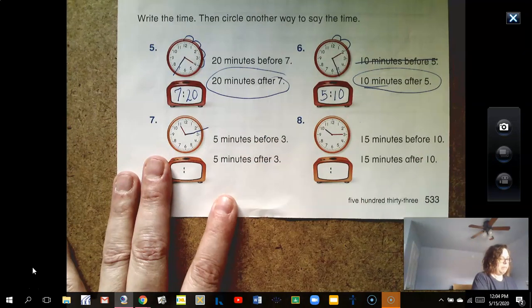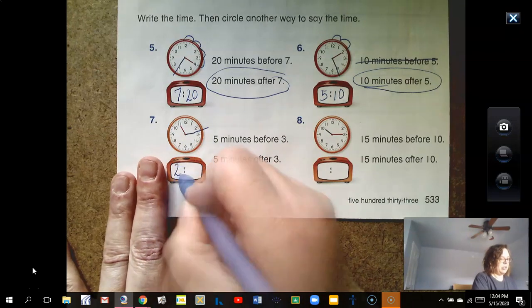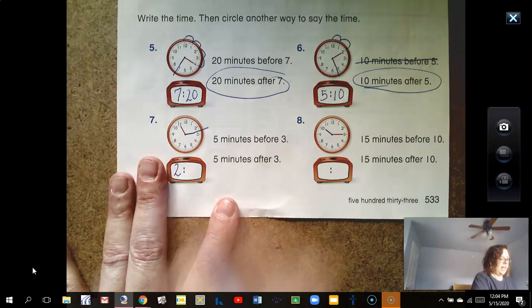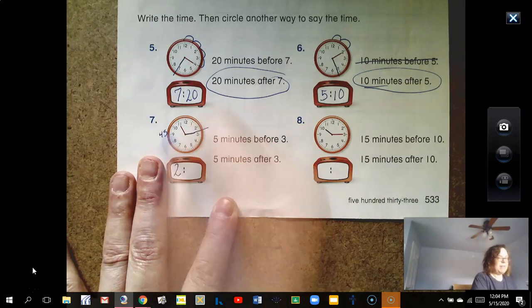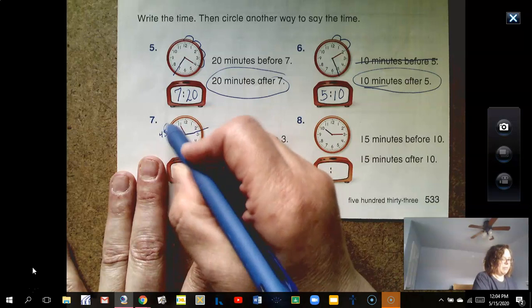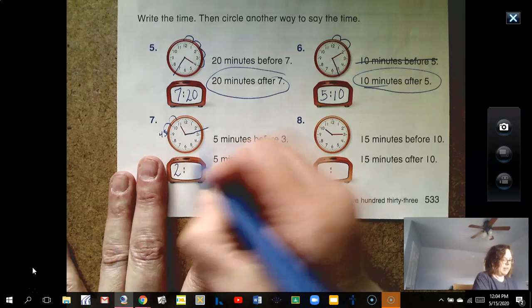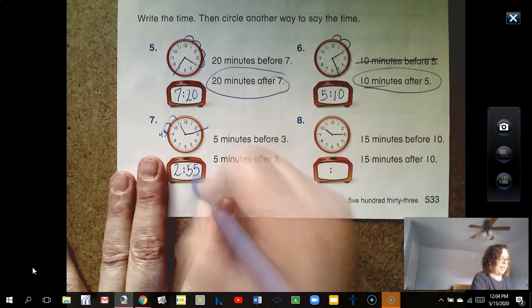Extend that hour hand. Between the 2 and the 3, it hasn't reached 3, so it's 2. And remember that this is 45 minutes, so let's start counting here. 45, 5 more is 50, 5 more is 55.